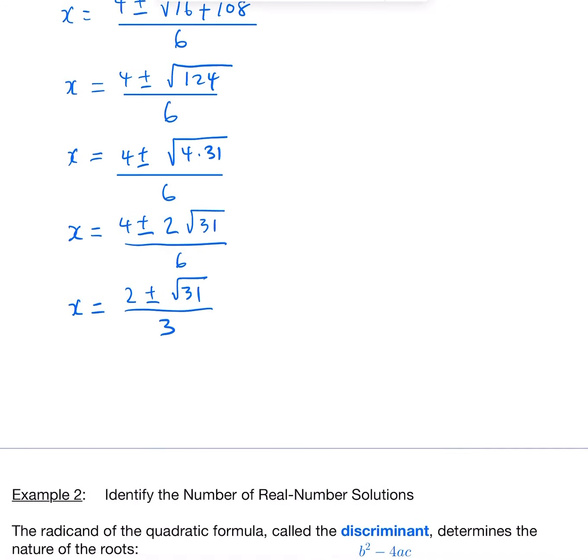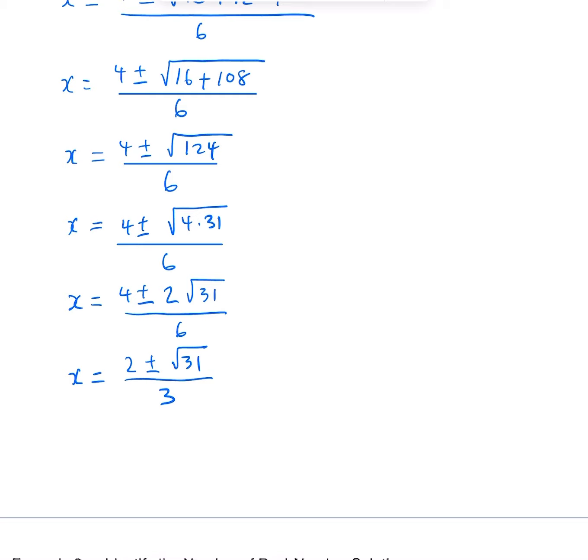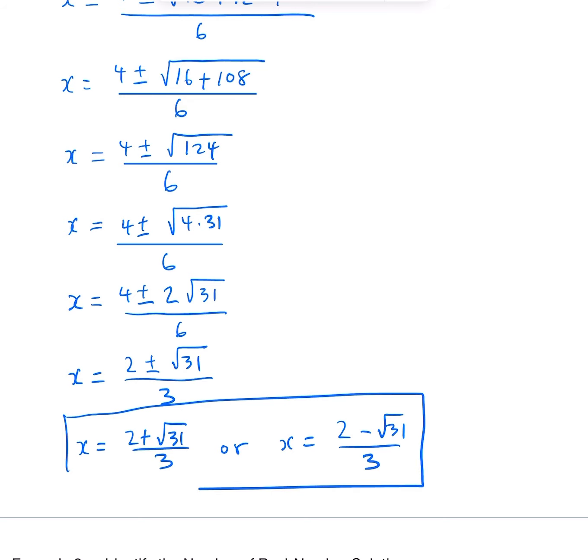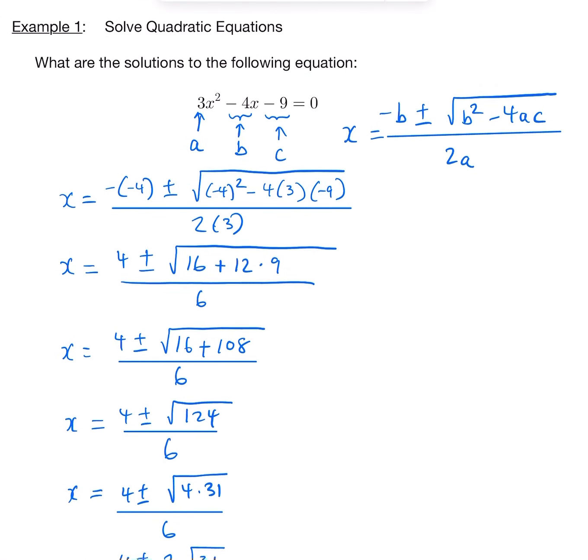That is essentially our answer. Or we can write it as x is equal to 2 plus the square root of 31, divided by 3, or x is equal to 2 minus the square root of 31, divided by 3. That essentially is our solution. Those are the different x values that make the original quadratic equation valid.